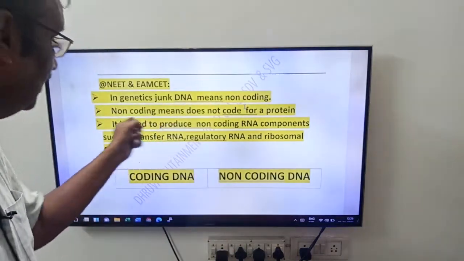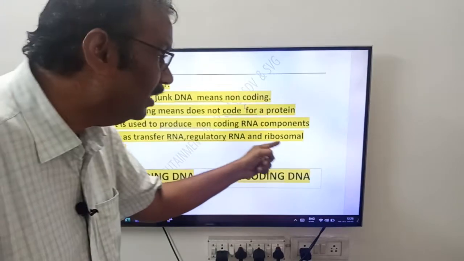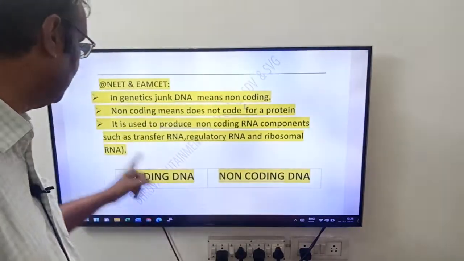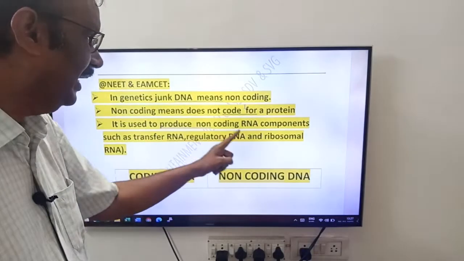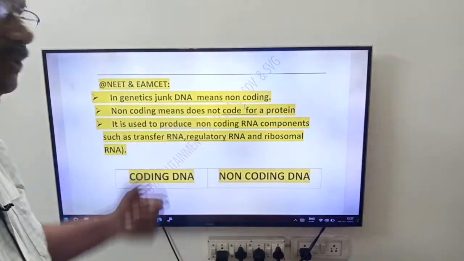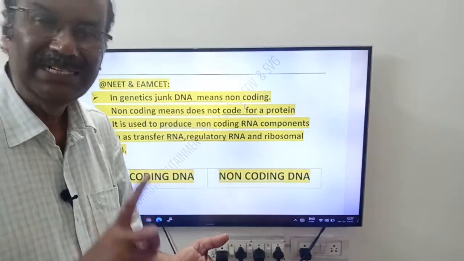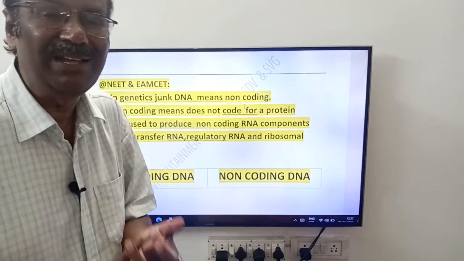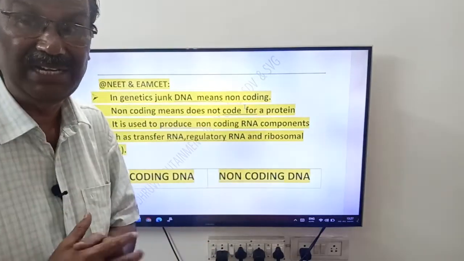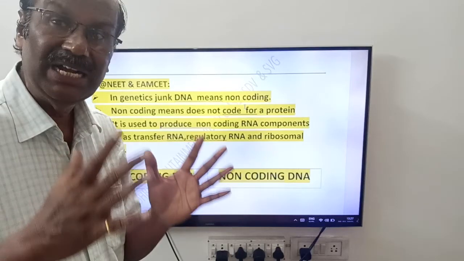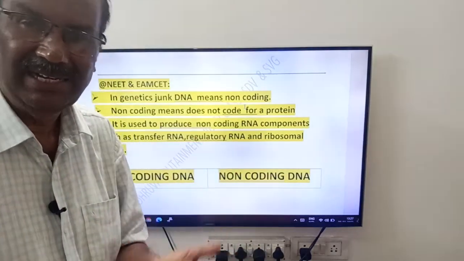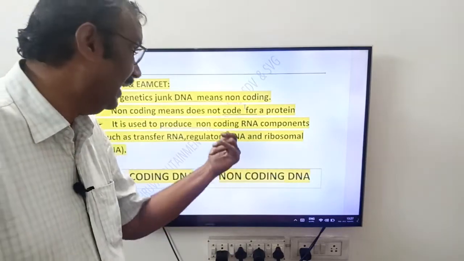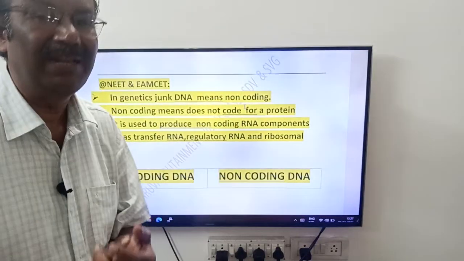But this junk DNA produces what? Non-coding RNA components. Like what, friends? Transfer RNA, regulatory RNA and ribosomal RNA. rRNA, tRNA and regulatory RNA. Very, very important for NEET and MSET. Junk DNA produces what, friends? rRNA, tRNA and regulatory RNA.